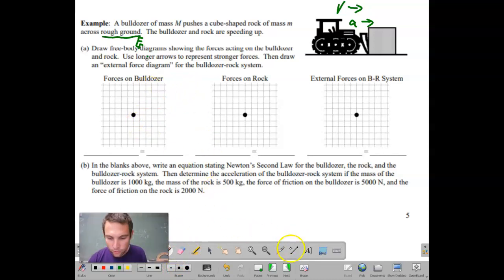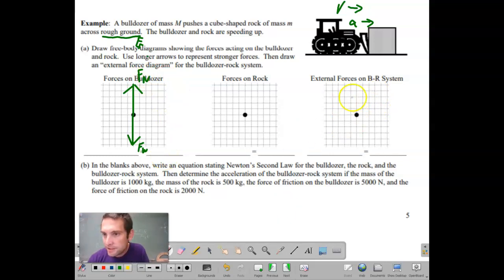Forces acting on the bulldozer. We'll do the easy ones. We know the bulldozer is on the ground and it's not sinking, so those two forces are going to cancel each other out. 1, 2, 3, 4, 5 boxes down, 5 boxes up. And we have the weight force of the bulldozer, and then we have the normal force of the earth on the bulldozer.